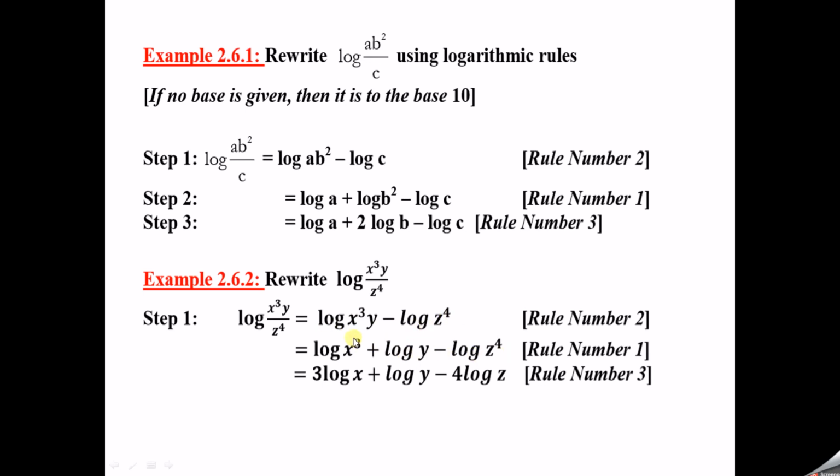Here 3 is in the power. So whenever 3 is in the power, you can take it before logarithm. So this is equal to 3 log x plus log y. Here also 4 is in the power. You can take before logarithm using the property. So that is 4 log z. Therefore, log x cube y by z power 4 is 3 log x plus log y minus 4 log z.